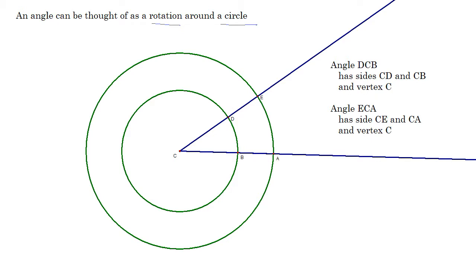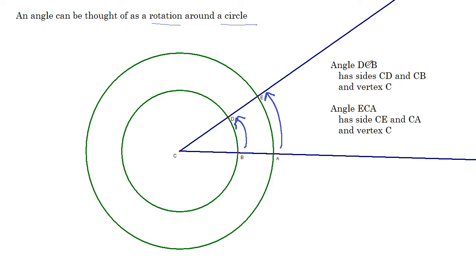So if I start at point B, and I want to get to point D, so I rotate around this smaller circle, I've got a certain angle. What if I go to the bigger circle and I start here at point A and then I rotate to point E? I've rotated a certain number of degrees around that bigger circle. But looking here for this example, I just broke down these angles that we have.